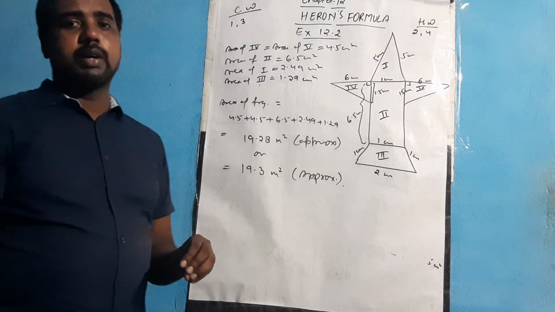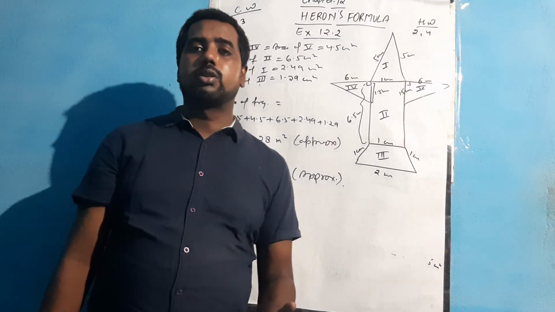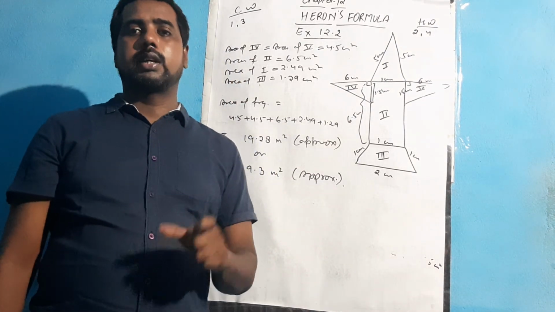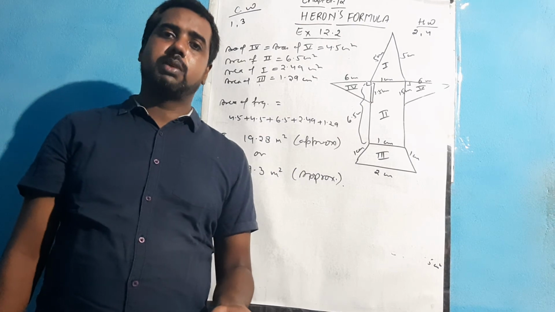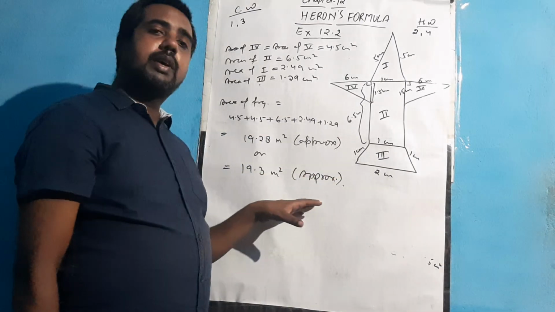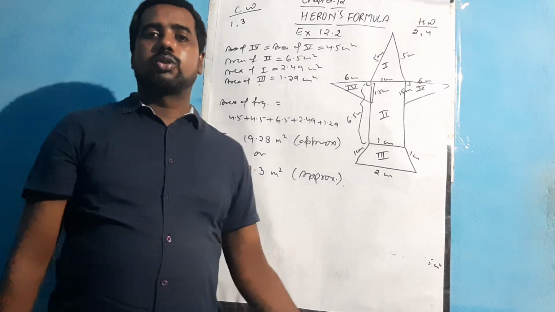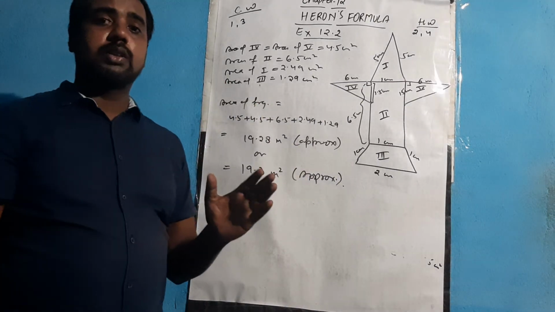So if you are getting the value in root, try to find the value of the root using the long division method which you have studied in the previous class. Get the value of the root at least to 2 decimal places, and then put those values wherever required, and then get the final area. So this way I have done question number 1 and 3.